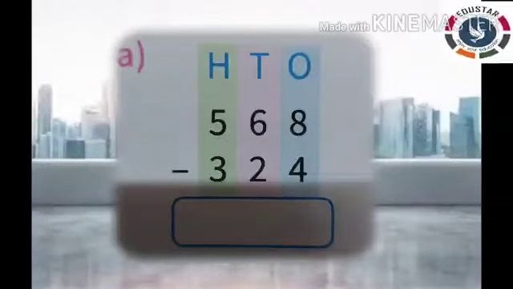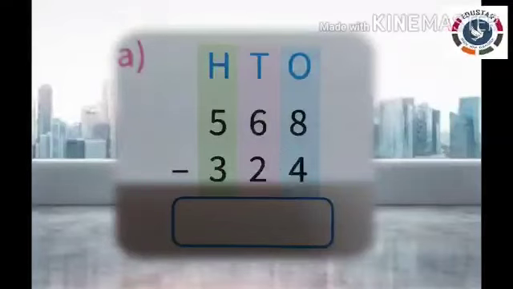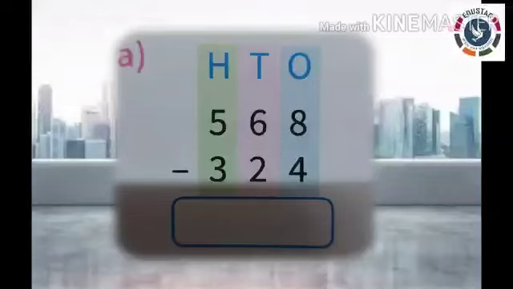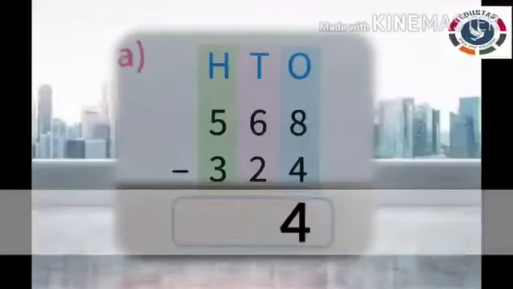4 in the mind, take 0 finger. 4 after 5, 6, 7, 8. How many fingers I raised now? 4 fingers, isn't it? So your answer is 4. Write 4 in ones column. Then we will move on to tens column.